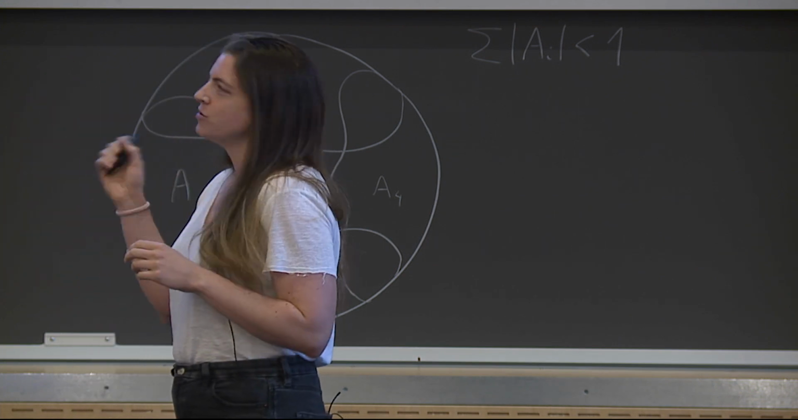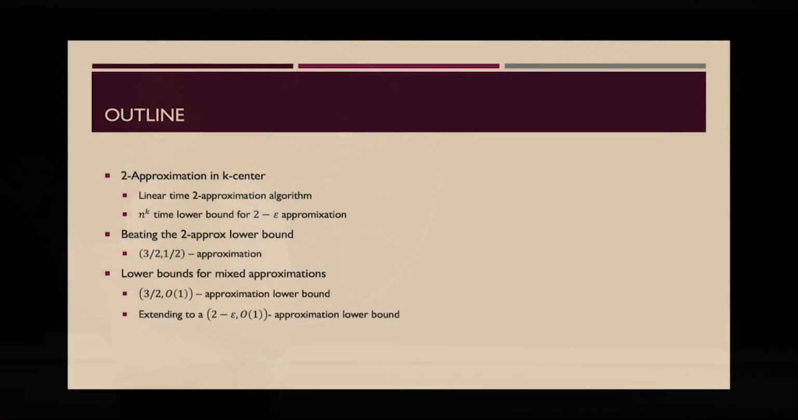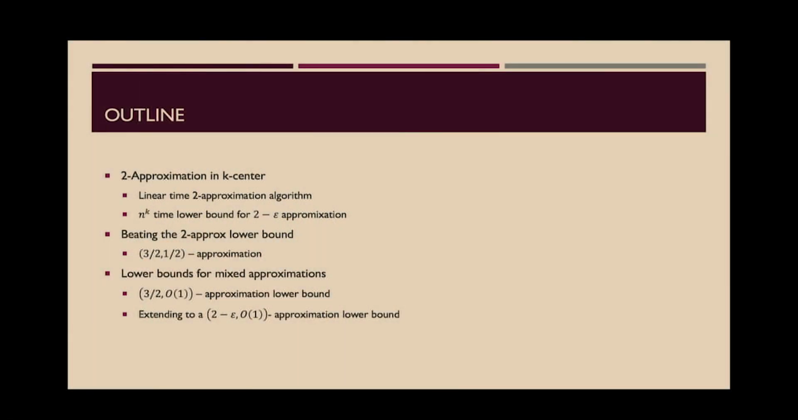So first I'm going to introduce this problem and motivate the lower bound that I'm going to be talking about for most of this talk. I'm going to introduce the k-center problem and show what was known before this work, which was basically that a 2 approximation is easy. We can get it in linear time. But anything better than a 2 approximation takes n to the k time.